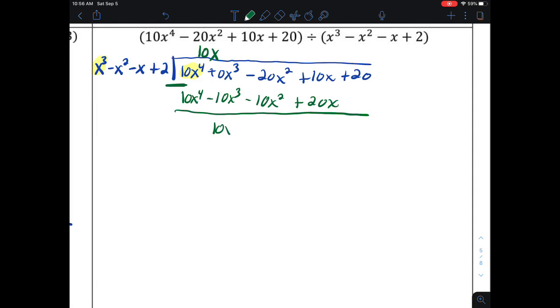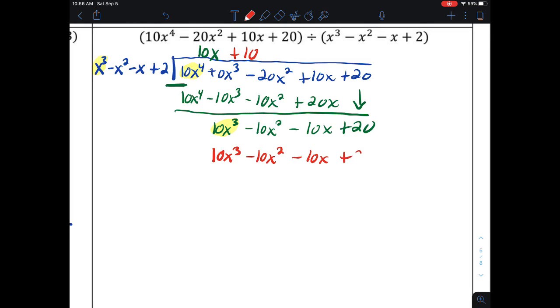X to the fourths cancel. We'd have 10x to the third minus 10x squared minus 10x. Drop the 20 down. Plus 20. And then we're going to repeat the process. I want to make x to the third become 10x to the third by multiplying. So to do that, we would multiply by positive 10. So I'm going to multiply all the terms on the left by positive 10. 10x to the third minus 10x squared minus 10x plus 20. And now we subtract, and everything will cancel, and we have 0 for a remainder.